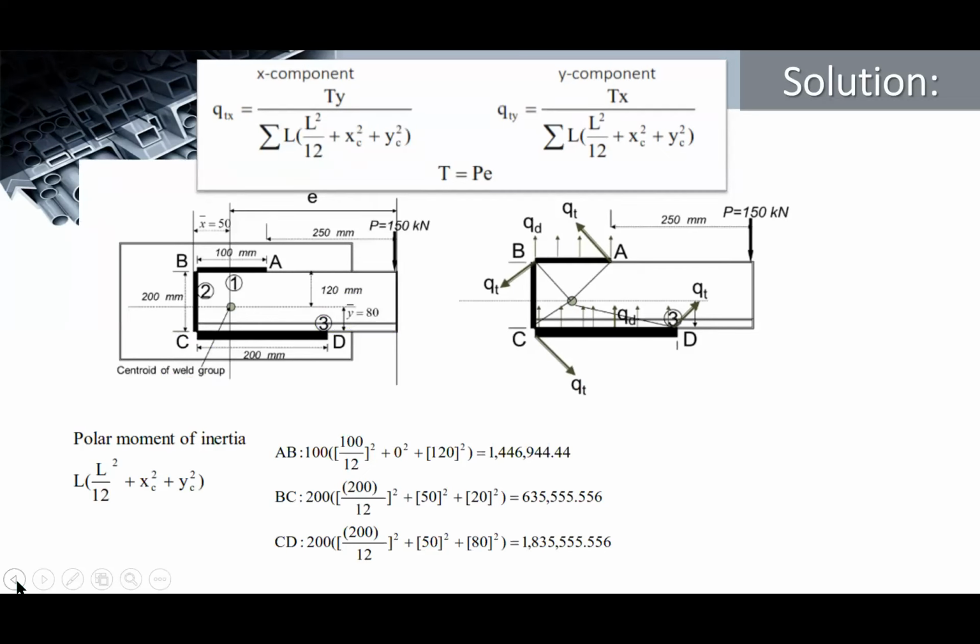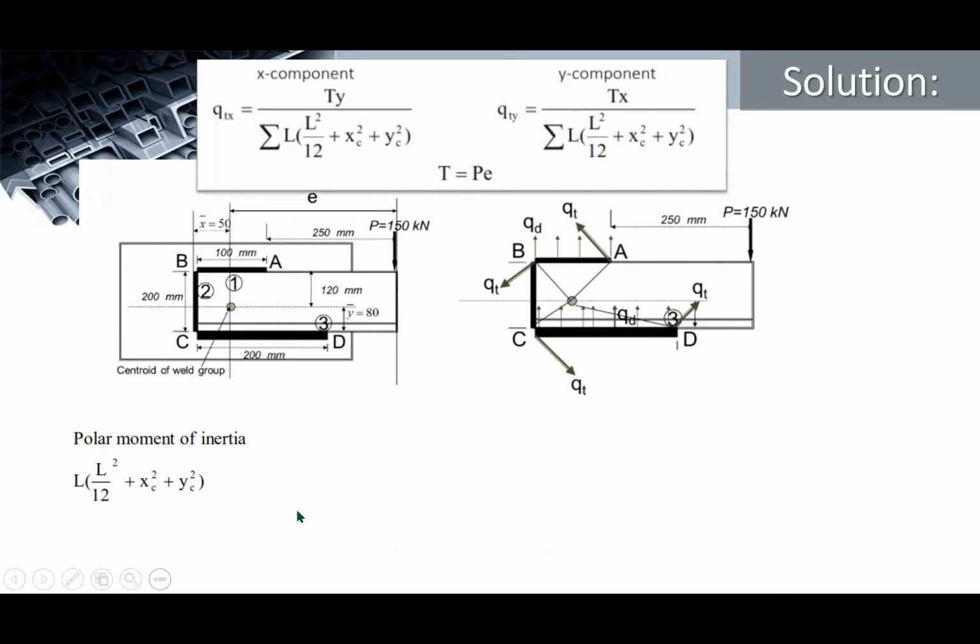Sige, hindi ko muna ito pakita para hindi kayo mahalitan, no? Yan. So una is natin yung color. Sige, yan na lang. So, ang L natin, itong AB is 100. So, 100. Sorry. For AB, yung length is 100 multiplied by 100 squared over 12.